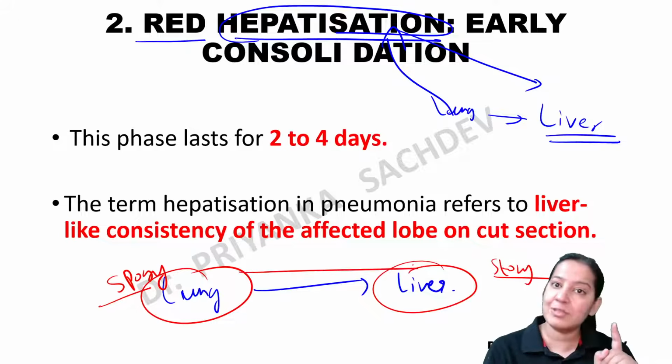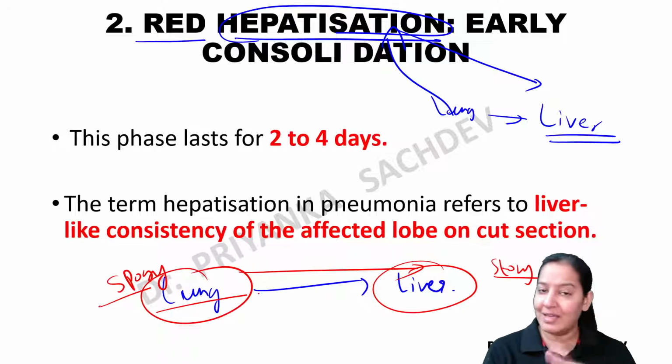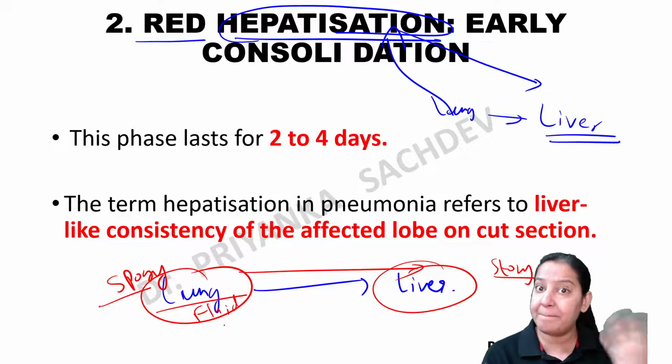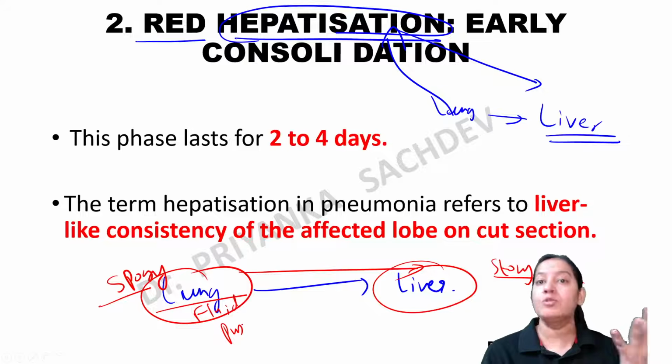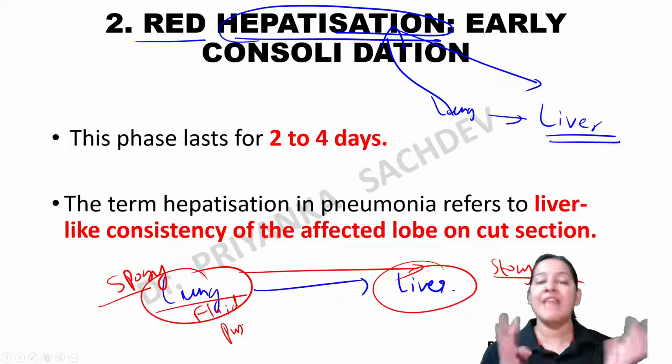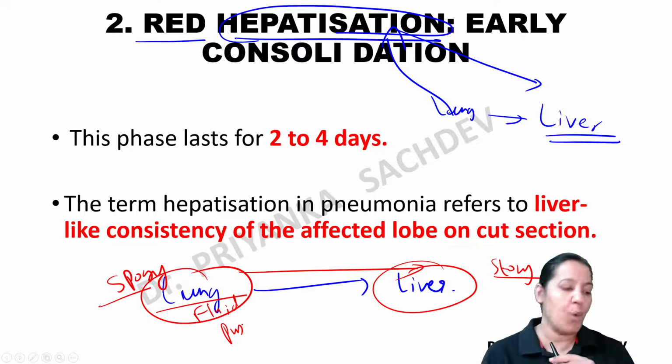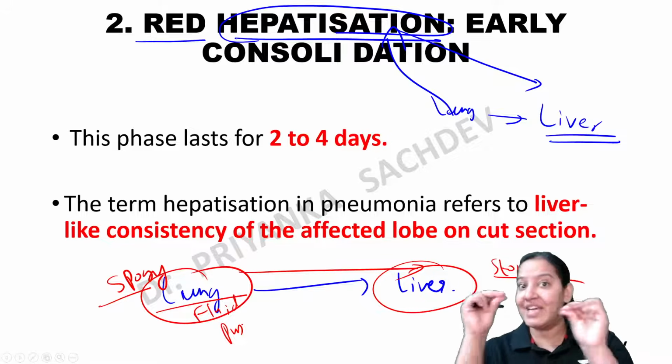Here the lung becomes stony hard because inside the lung there is no air now. The lung contains fluid, edema fluid and pus. So it becomes stony hard like the liver. That's why it is known as hepatization of the lung.